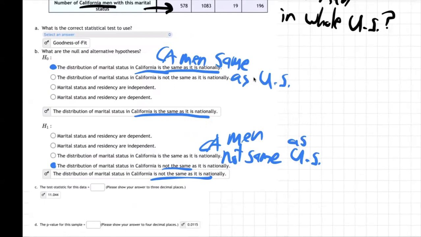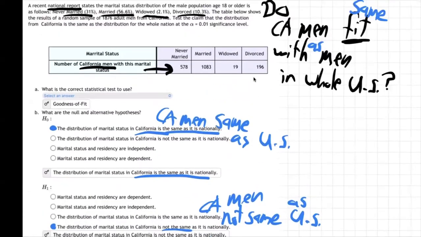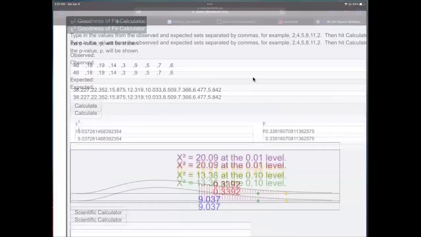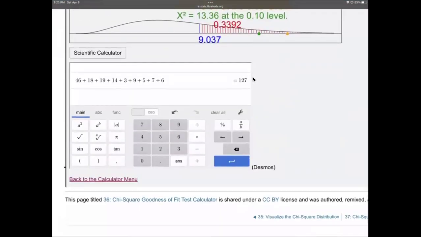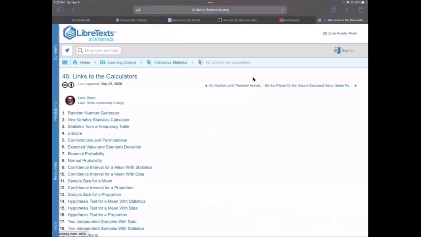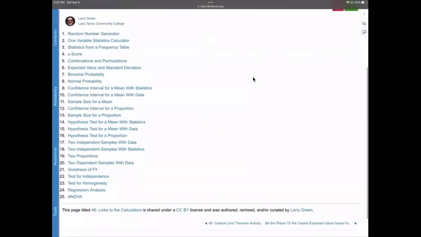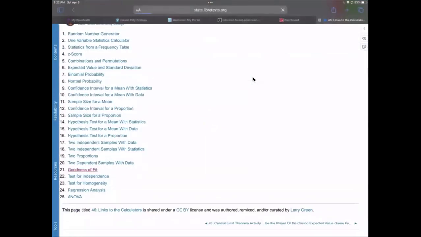Okay, so now we need to go to the calculators. Let's go to the calculator. Let me go back here. I'm not exactly sure which one it is. Let's go there. Is it 21? Yeah, 21, goodness of fit. There it is. 21, goodness of fit.